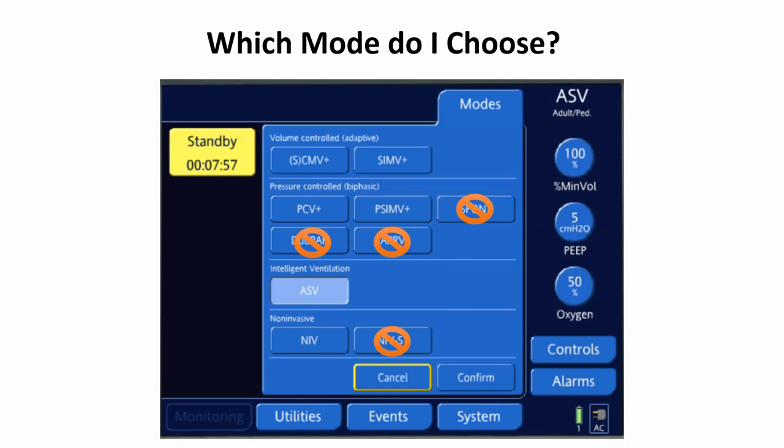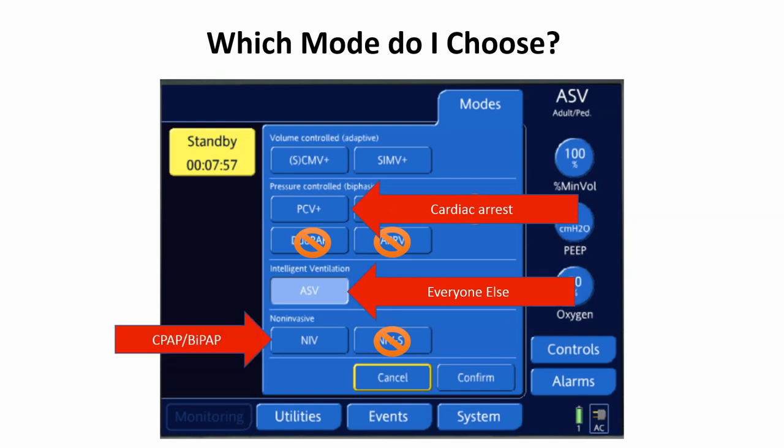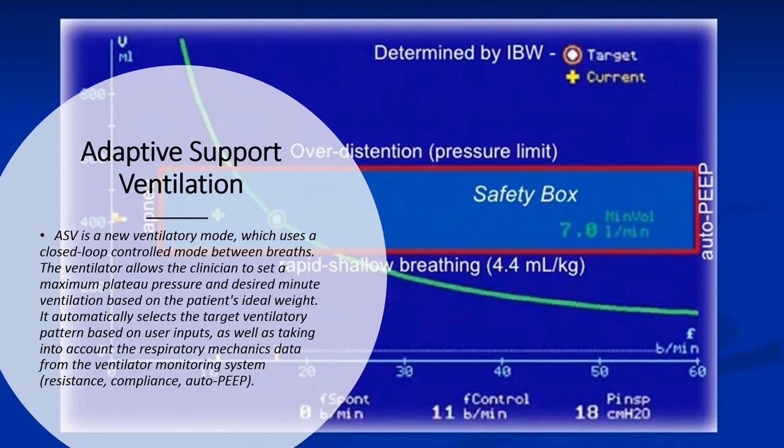And we're not going to use the spontaneous mode. And out of all of these other modes, we're only going to use PCV Plus for cardiac arrest, which is a preset. ASV on every single patient. So if they're in cardiac arrest and you get ROSC, you can switch them over to ASV. And we're going to be using NIV for CPAP or BiPAP. It's as simple as that.